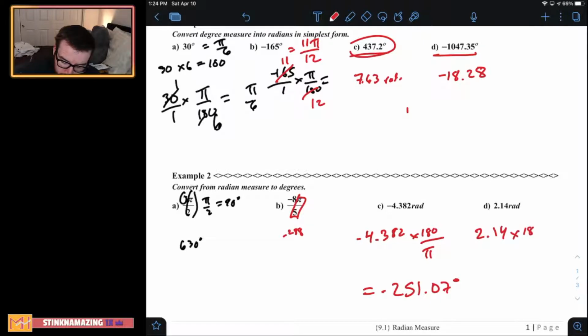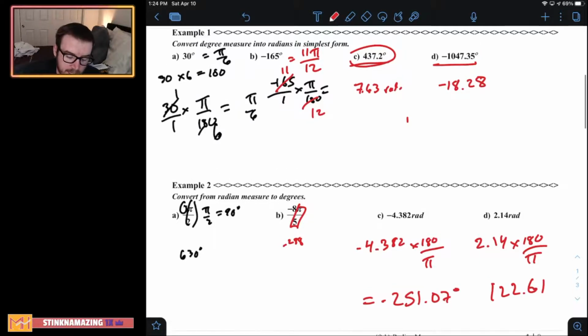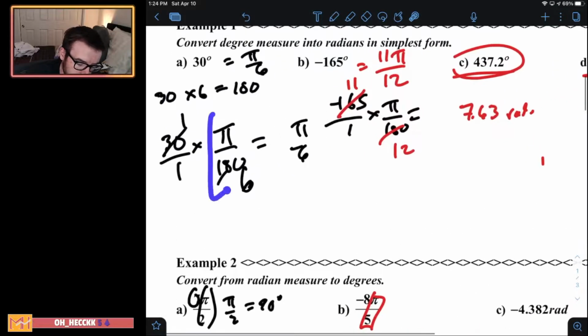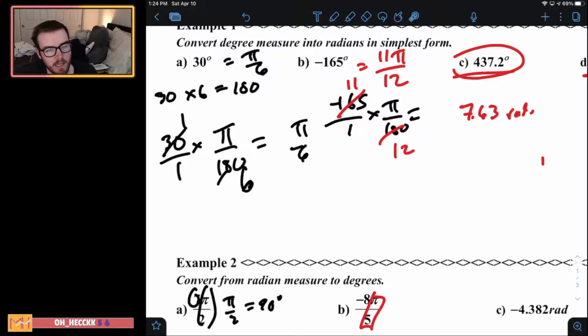And you just do it again, right? Nothing too crazy here. 180 divided by pi, so 2.14 times 180 divided by pi, and I get 122.61. So just follow those formulas. The thing is, though, the formula isn't going to help you as much here. I'm using it, but I'm not just plugging it straight into a calculator. We need to be aware of how to simplify fractions, okay?